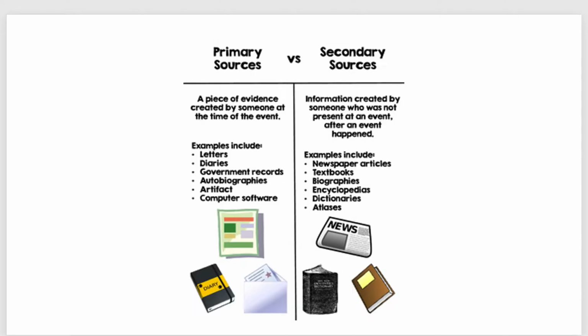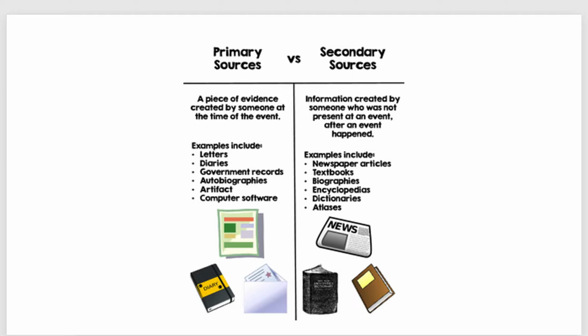So what is a primary source? A primary source is a piece of evidence created by someone at the time of the event. And that's the big difference: whatever the source is, whatever you're looking at, whatever you're hearing, is created by the person that it happened to.